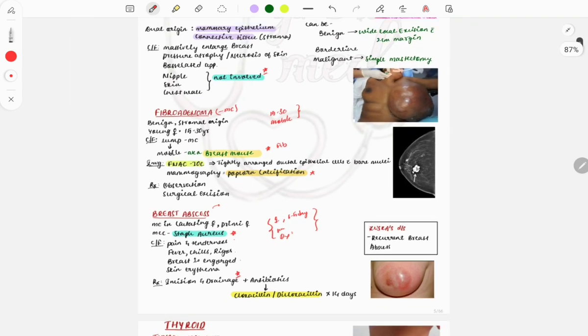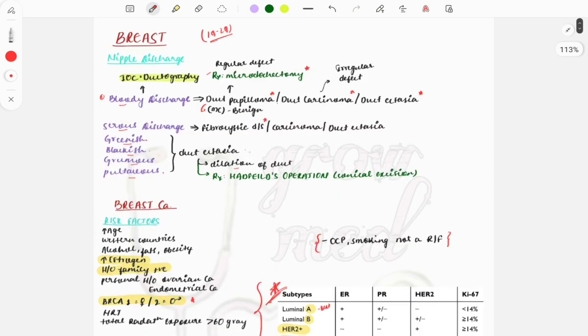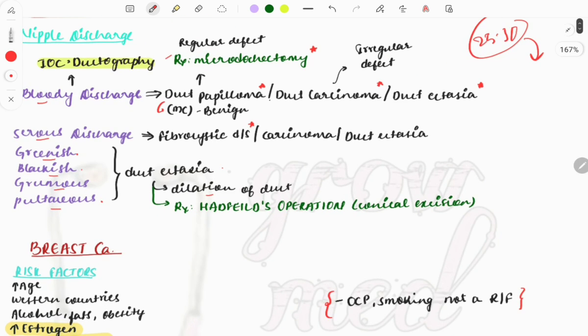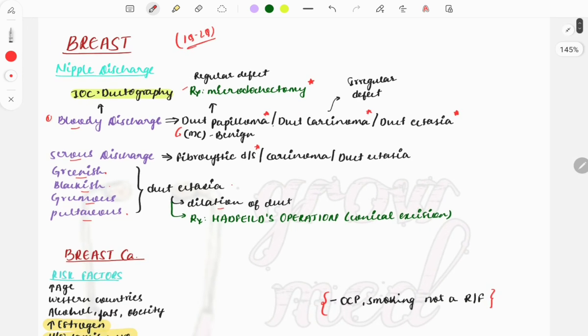Okay, so these were the things from the breast which you must know. All the important things have been covered in the single video for the breast. So in around 25 to 30 minutes, you will be able to recall all the important things which you must know from the breast. Watch this video at least 2 to 3 times and note down all the important things which I've told you, and also solve the MCQs. And if I've missed any point from the MCQs, note it down here.